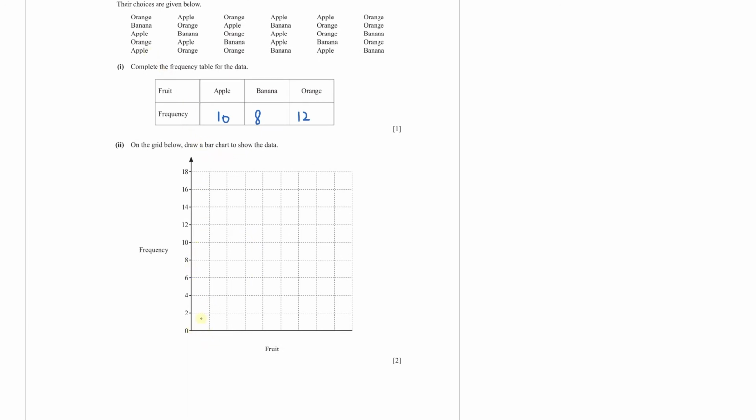So we can leave a space here with the y-axis, which is frequency. So I will have the chart for Apple here for these two blocks. Then I'll leave a space. Then for banana will be here, and then leave a space, and then orange will be here. So Apple is 10. Again, I'm not using a ruler, so my lines will not be that straight, but you should try to use a ruler each time. Then banana is 8. And then orange is 12. So this is 12 here.